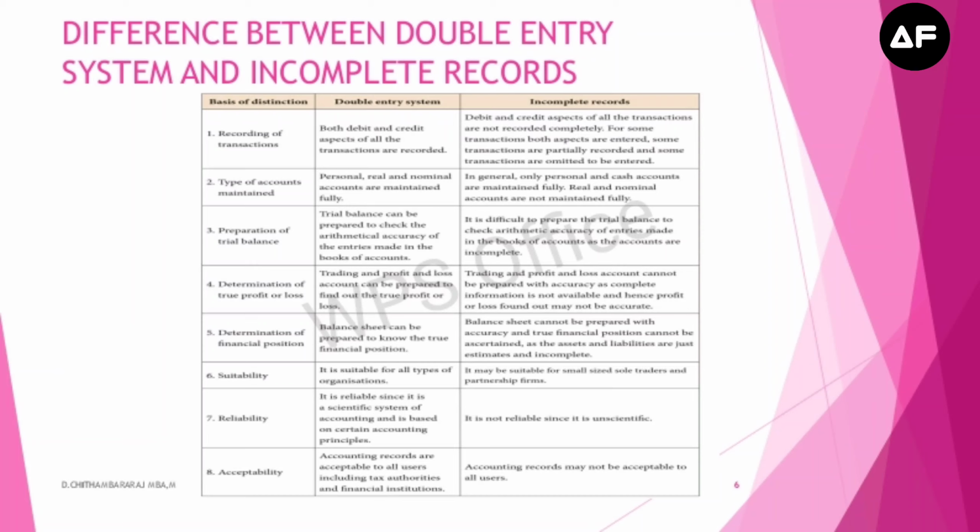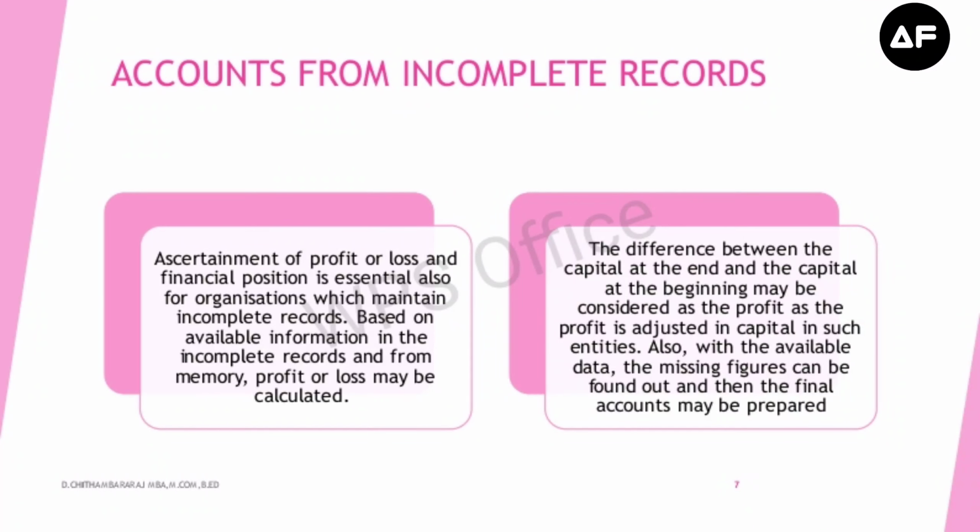Sixth point is suitability. Double entry is suitable for all types of business, whereas single entry system is suitable only for small size sole trader business. Seventh is reliability. Double entry system is totally reliable as it is a scientific system, whereas single entry system is not reliable since it is unscientific. Next point is acceptability, where double entry system is acceptable by all users, but accounts kept under single entry system are not accepted by all users.